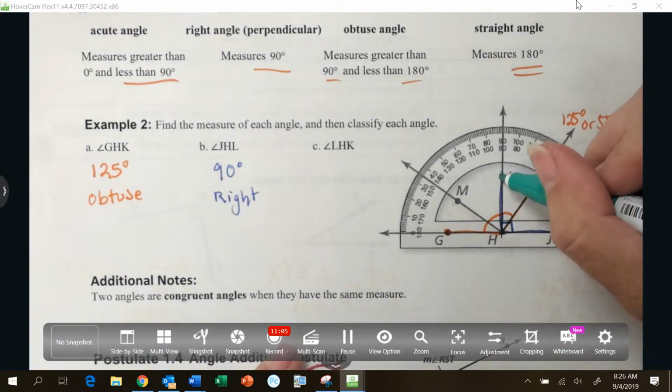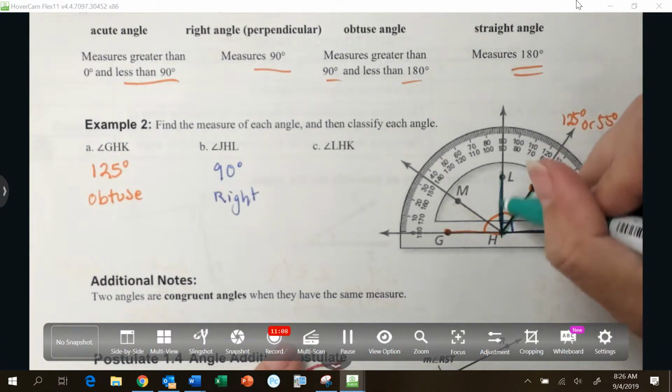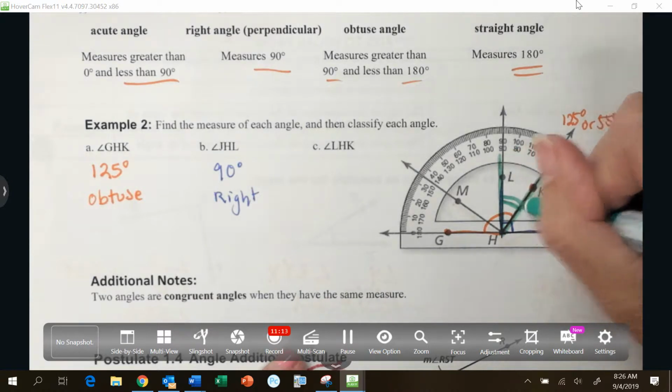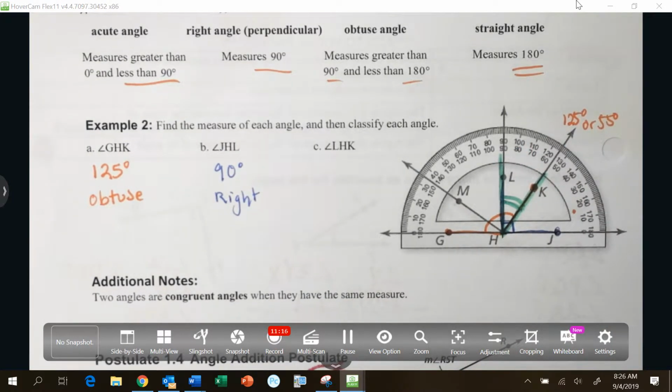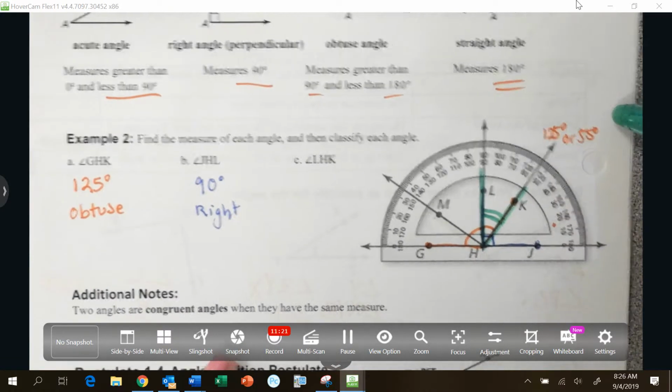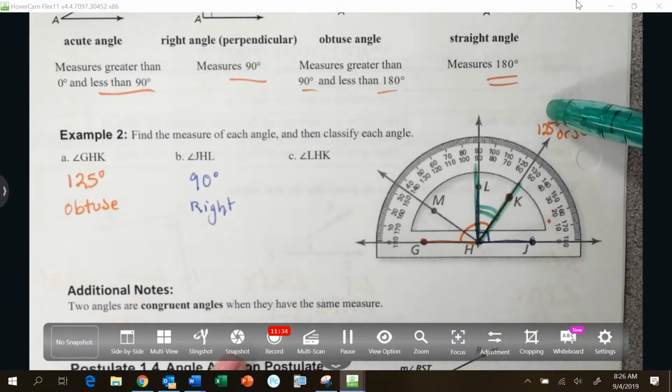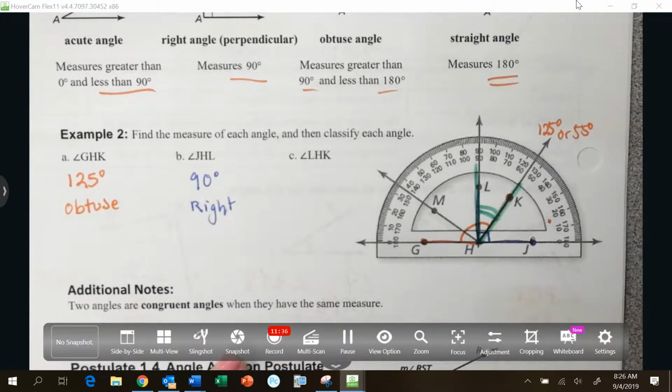LHK. It's this angle here. So that one ends at 125 or 55. Is that one of the answers? What's wrong with this angle? How is this one not 125 or 55? How is this one different than the ones that we've had? Avneet? It didn't start at 0.